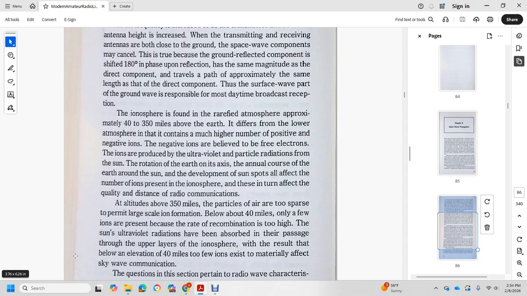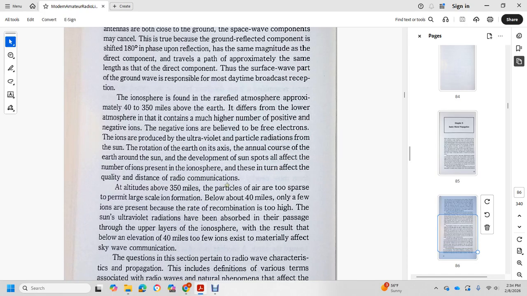The ionosphere is found within a rarefied atmosphere approximately 40 to 350 miles above the Earth. It differs from the lower atmosphere in that it contains a much higher number of positive and negative ions. Negative ions leave a free electron. The ions are produced by ultraviolet and particle radiation from the sun. The rotation of the Earth on its axis, the annual course of the Earth around the sun, and the development of sunspots all affect the number of ions present in the ionosphere. These in turn affect the quality of long-distance radio communications.